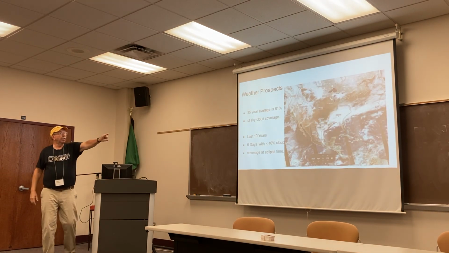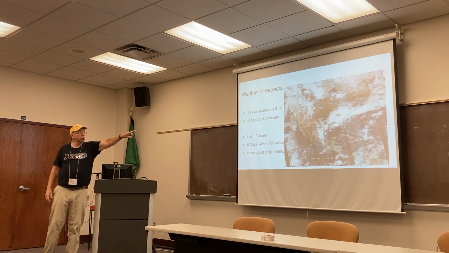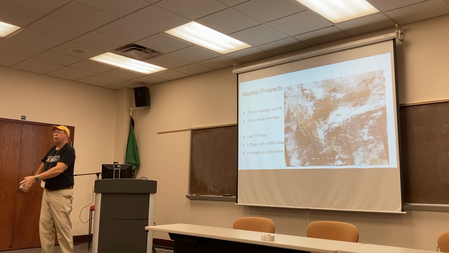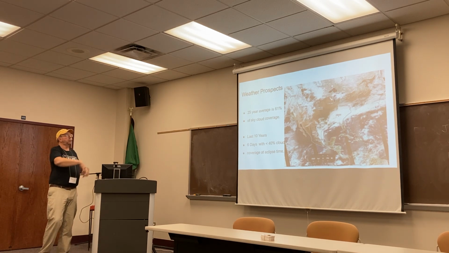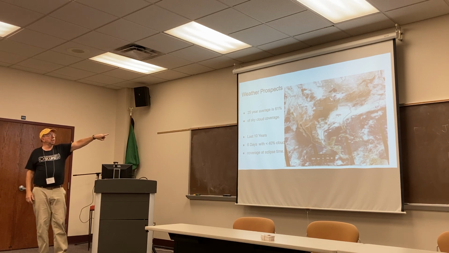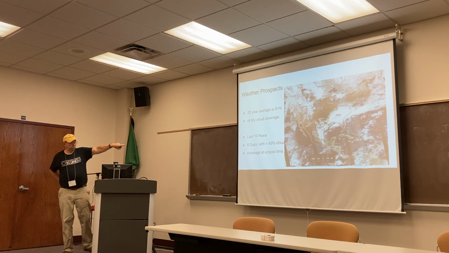This was last year. Last year we were clear on April the 8th. There was a storm over that, but all the clouds were south and east of us. That's one of the effects of the lake. 25-year average, 61% chances of some kind of coverage of clouds in the sky. Last 10 years, 6 days of the last 10 years was less than 40% clouds at the time of the eclipse.